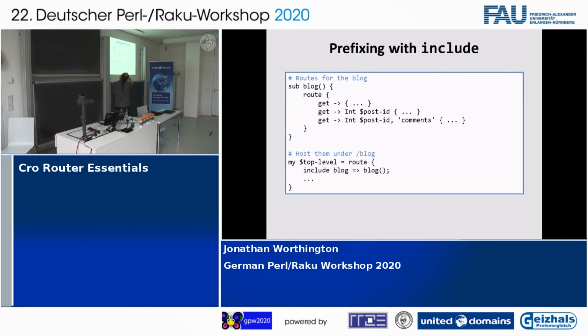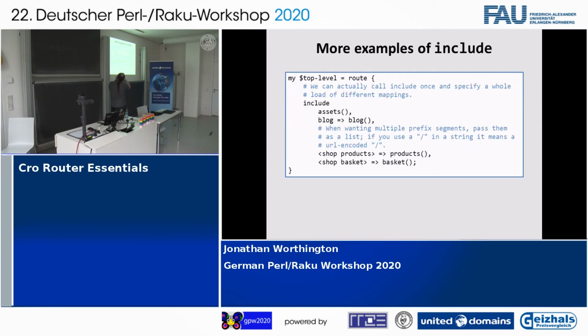Here is another example. We have a bunch of routes for some blogging system, because everyone writes a blogging system. And then we want to include it, but we want to have it under the prefix /blog /whatever. Okay, so that's how we do that.